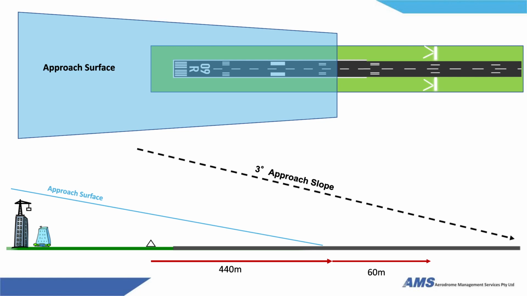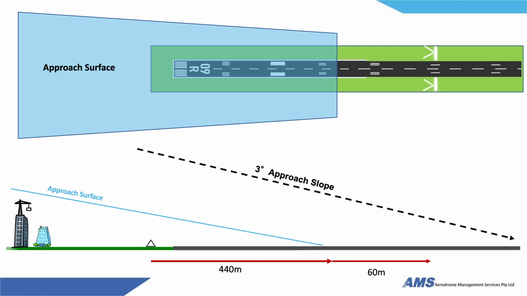Our runway threshold is now identified with the use of markers, or V-bar markers, which are placed either side of the runway. And by doing so, we're maintaining a safe approach surface, and we're maintaining a safe 3-degree approach slope.